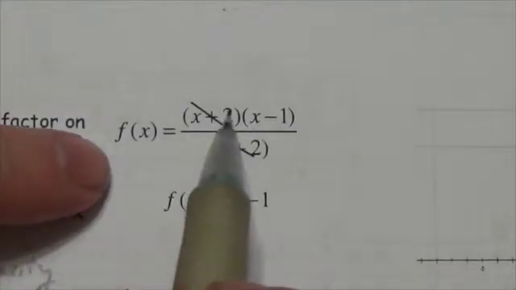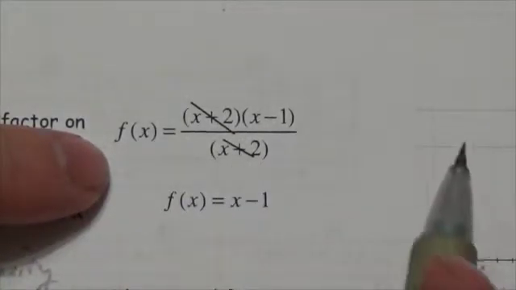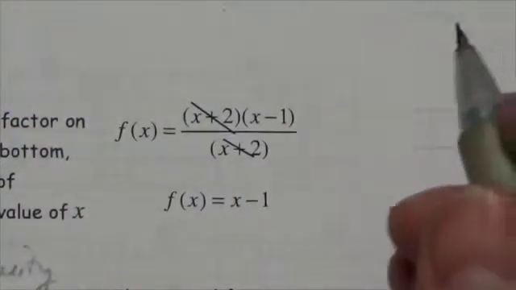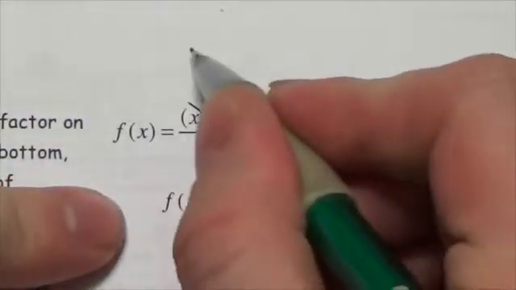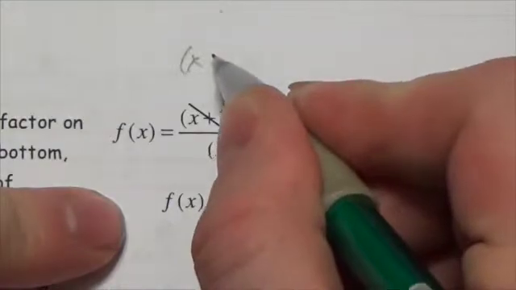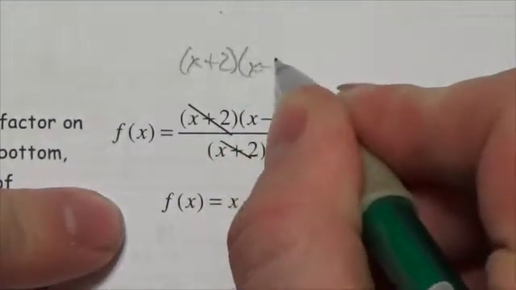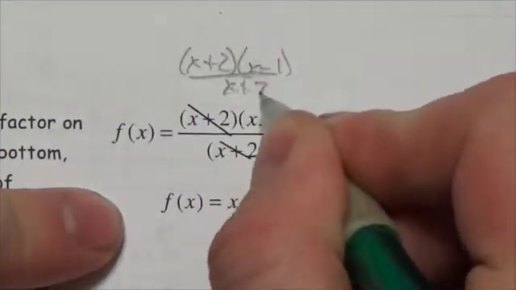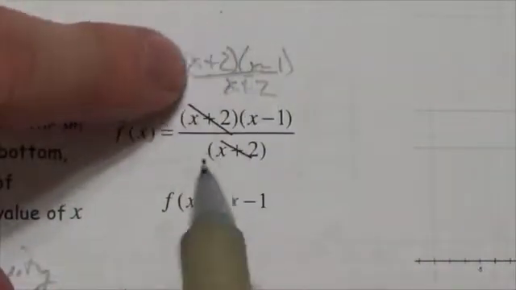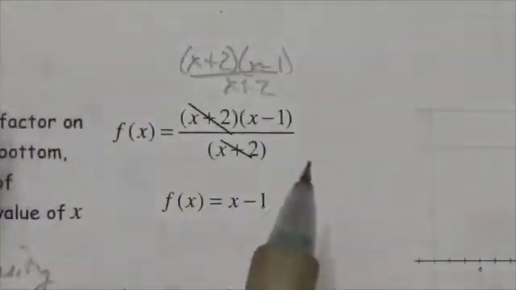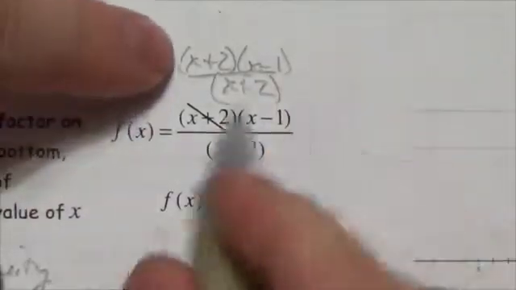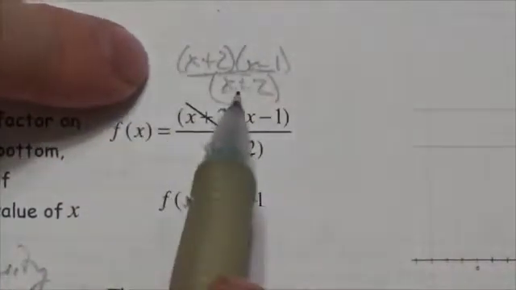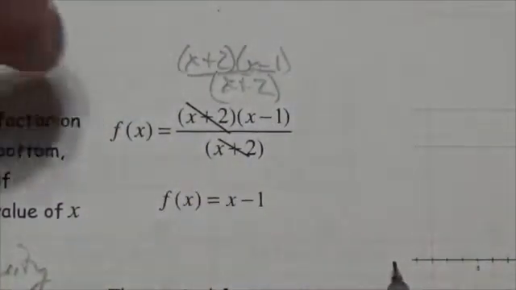Let's say that you've got (x plus 2)(x minus 1) over (x plus 2). What I want you to understand by this is, we started off with (x plus 2)(x minus 1) over (x plus 2). So we get it down to here, and before we cancel this, I want you to know what we're going to do here. When we divide this out, x plus 2 divided by x plus 2, the answer is going to be 1.